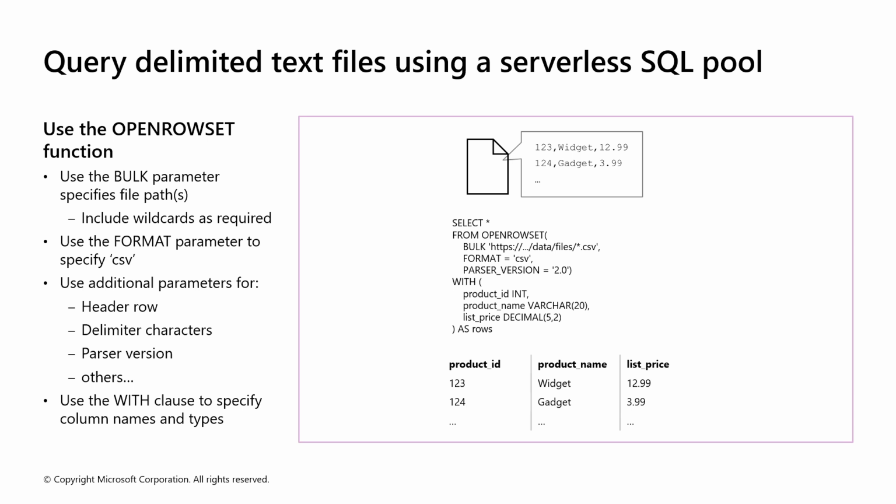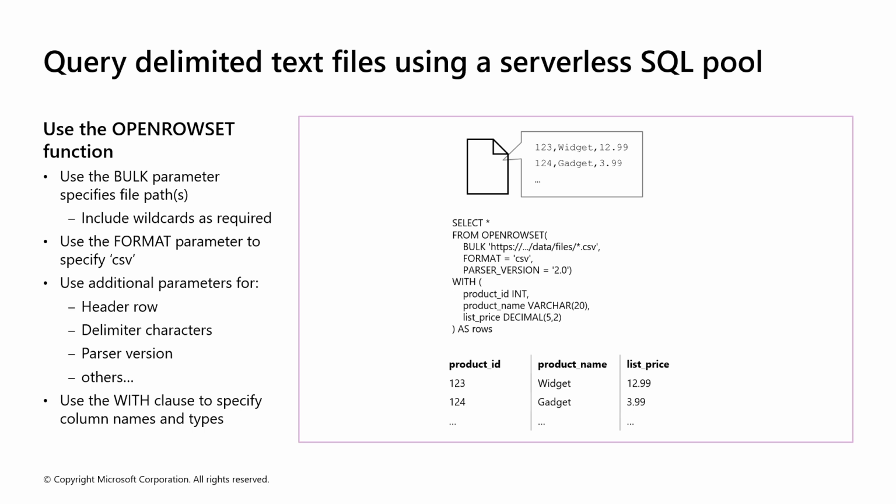Next comes querying different file formats. And for that, we use the OPENROWSET function, which is our new best friend. Let's talk about how we actually query these files. The magic happens with the help of the OPENROWSET function. This is our gateway to reading data from the files.